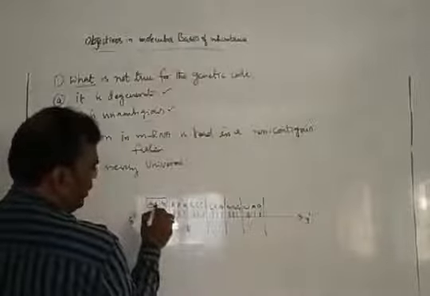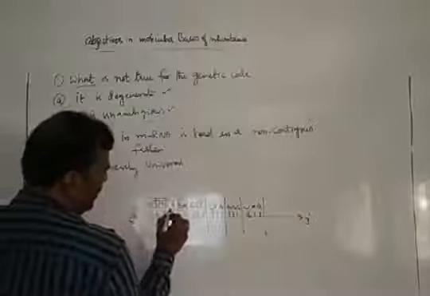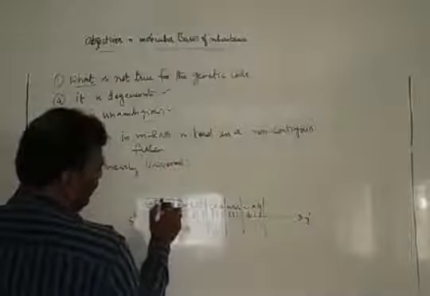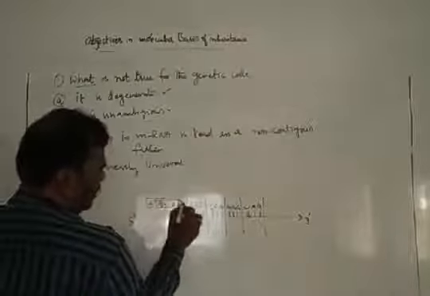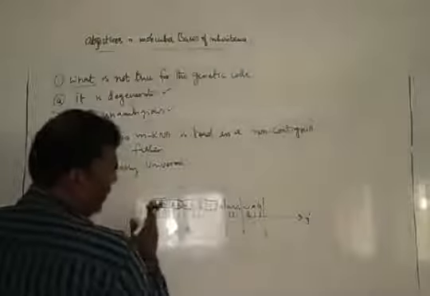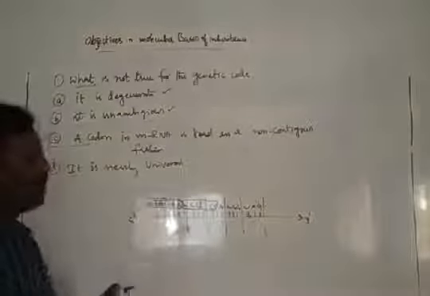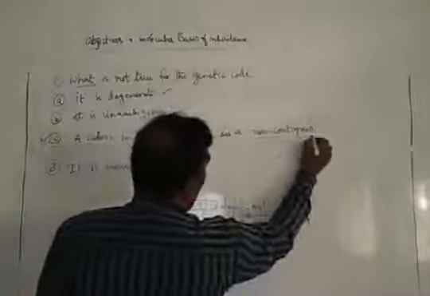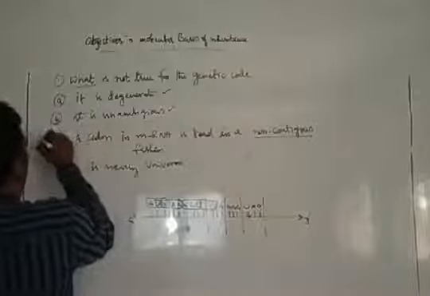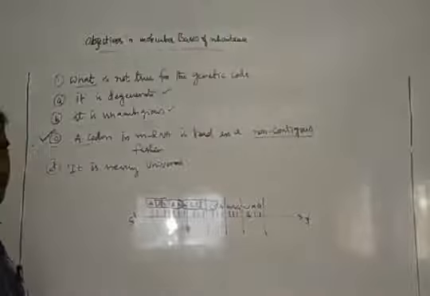The nucleotide sequence of this codon cannot overlap with the other codons. It cannot form like this. So three continuous nitrogen bases form one codon. That is called a contiguous fashion. Here they are saying non-contiguous, but it is a contiguous fashion. So that is not a character of the genetic code, so option C is right.